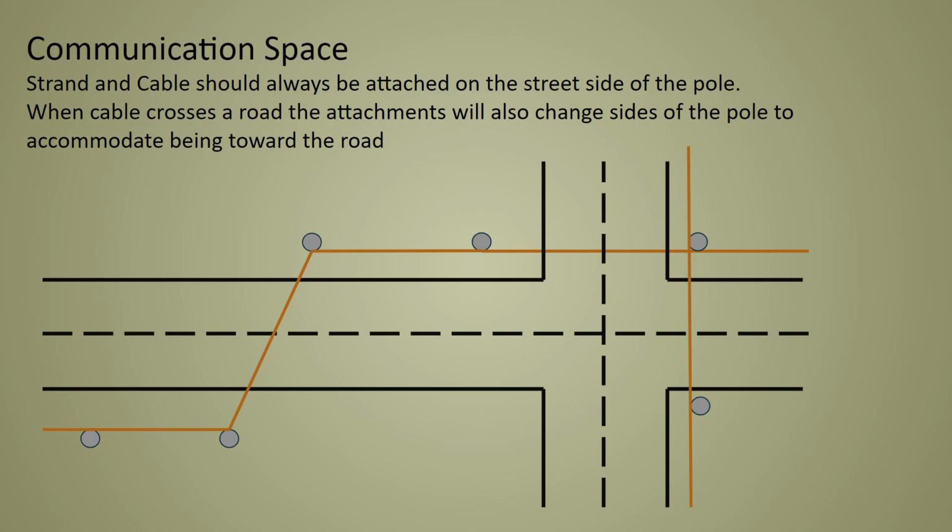Now, when we're attaching strand to the poles, we always want to attach our communication lines to the road side of the pole. So that might mean that switching from one side of the road to the other, you're switching from one side of the pole to the other, and then it can even get trickier when you're at intersections and you have multiple cables going on the same pole.